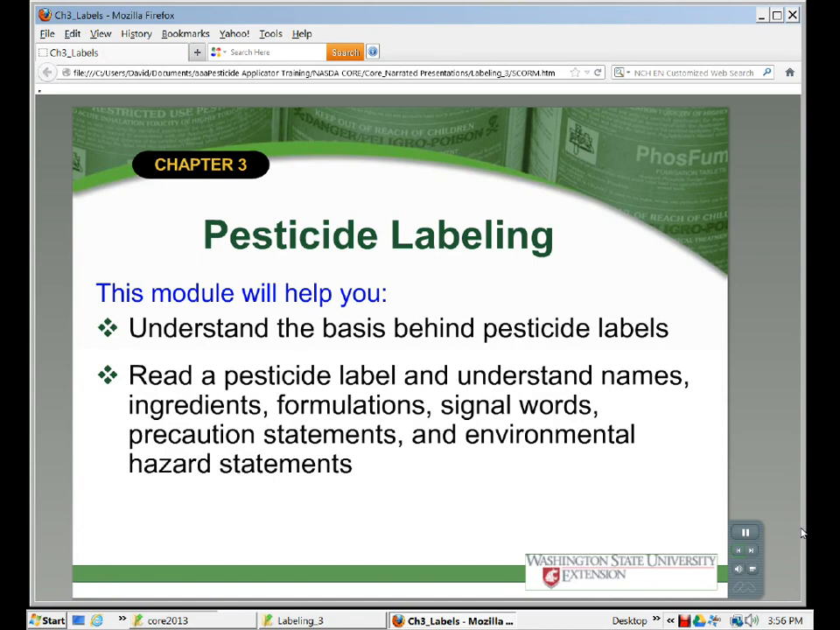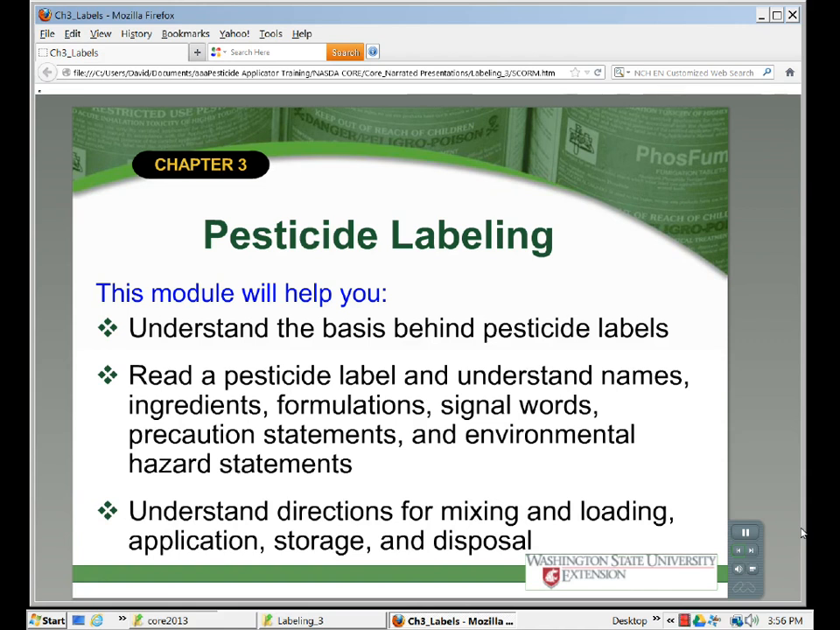Safety portions of the label that address personal and environmental safety will be reviewed. Lastly, I'll cover an overview of some portions of the Directions for Use section of a label.